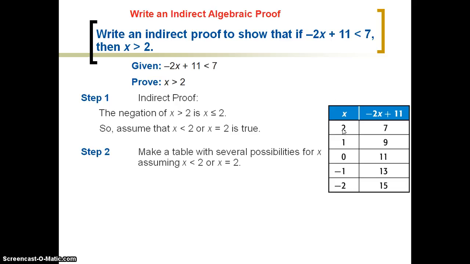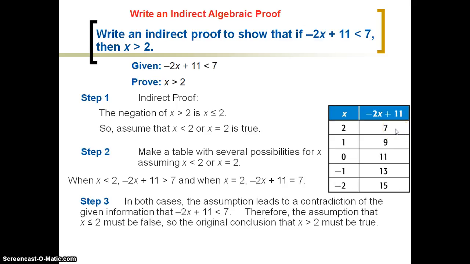So our original proof statement was that we wanted to prove that x has to be greater than 2. Right now we're assuming that if x is less than or equal to 2, this expression would be less than 7. Here you can see that this expression is either equal to 7 or greater than 7. So when x is less than 2, negative 2x plus 11 is always greater than 7. So here's when x is less than 2, see how it's always greater than 7. And when x is equal to 2, negative 2x plus 11 is equal to 7.